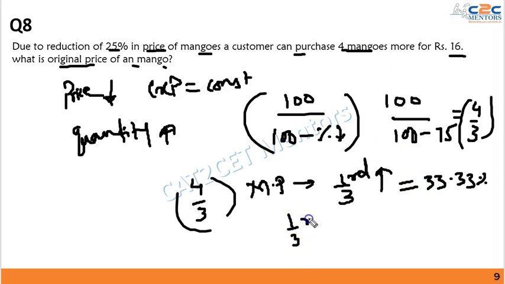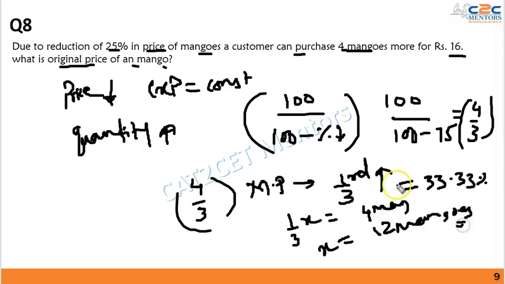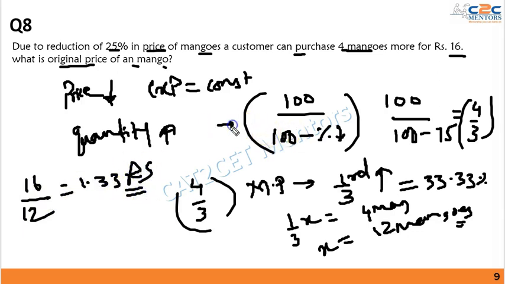So 1/3 of the X is equal to 4 mangoes. So the initial consumption, that is X, is equal to 12 mangoes. Now I know that this costs rupees 16. So the cost price of the original mangoes is nothing but 16 by 12, that is 1.33 rupees. I hope you remember this concept which we used earlier and discussed thoroughly in the previous topic of percentage. So if you do not recall it, do go through that video first.